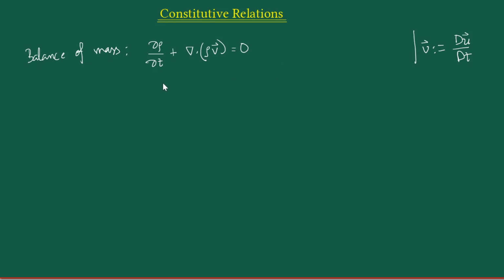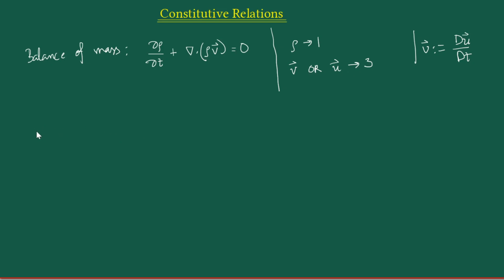Okay, so in this equation we have the number of unknowns as rho, one of them, and three velocity vectors, alternatively the three displacement vectors, so four in total. So let's say like this: rho is one unknown, and the velocity vector or the displacement vector gives us three unknowns.